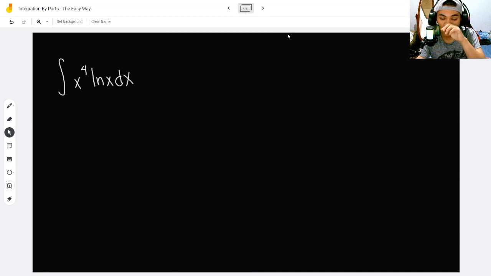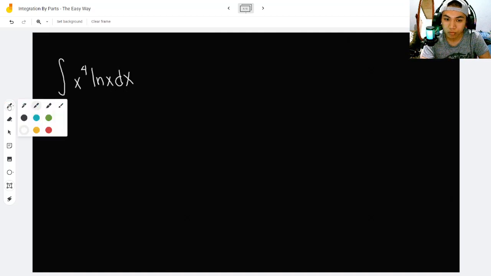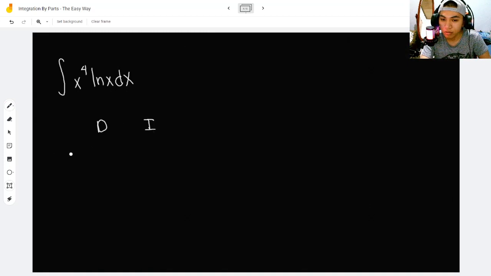We have the integral of x to the fourth power ln x dx. Okay? Now, again, we will set our parameters. So we have the D and the I. And don't forget your plus minus signs. Okay? Now, what if we chose to integrate ln x? Actually, we don't really want that, since to integrate ln of x, we have to do another integration by parts. So actually, we can differentiate that.